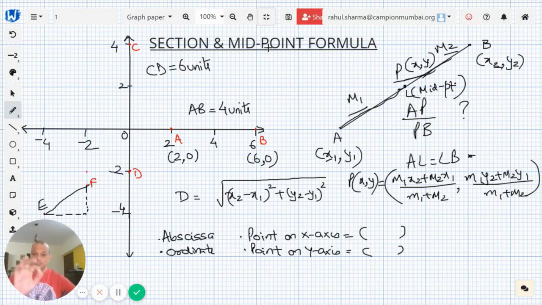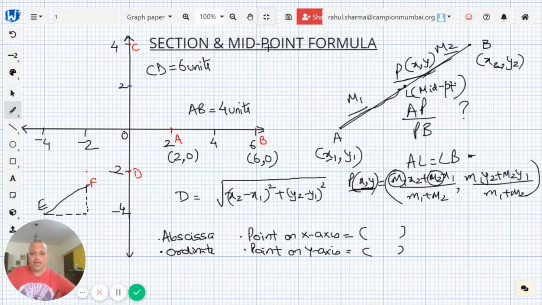So that's the only thing which is there in this chapter. If you do this, there is nothing else in this chapter. So this is basically a section formula. You will be able to figure out if ratio is given, m1 and m2 is given, then you will be able to figure out the coordinates of the P, or if x and y is given, then you will be able to figure out the ratio.